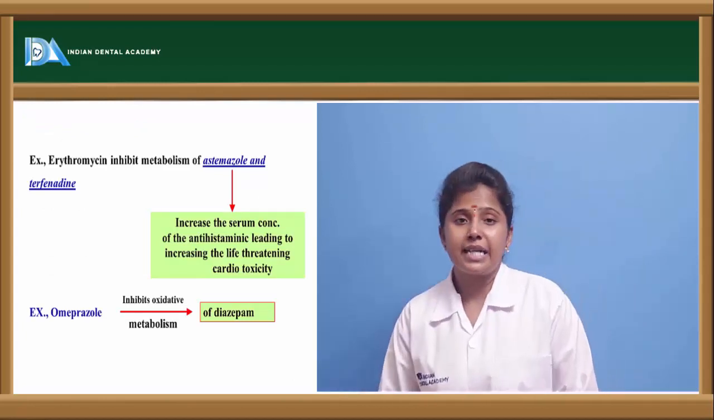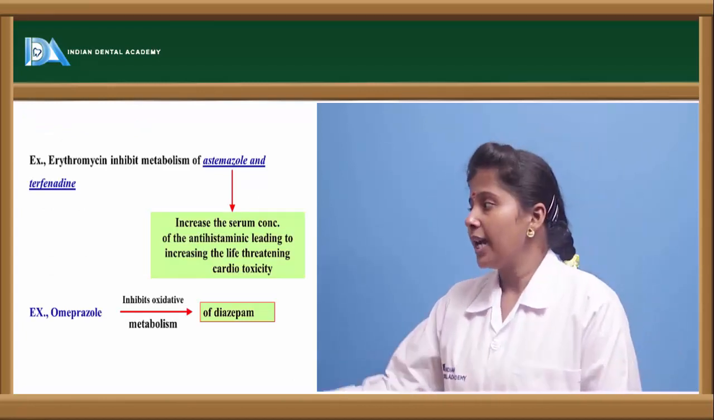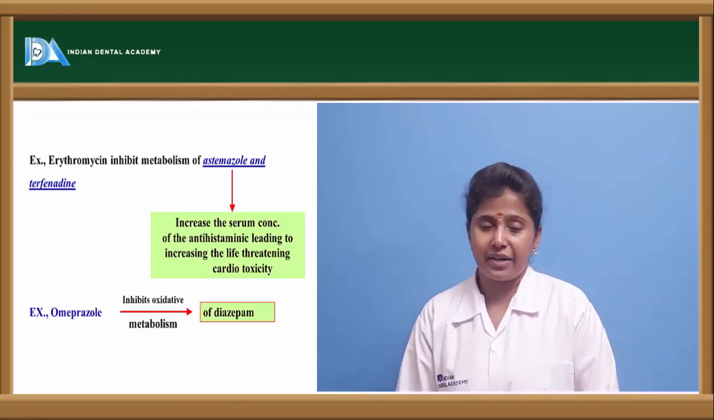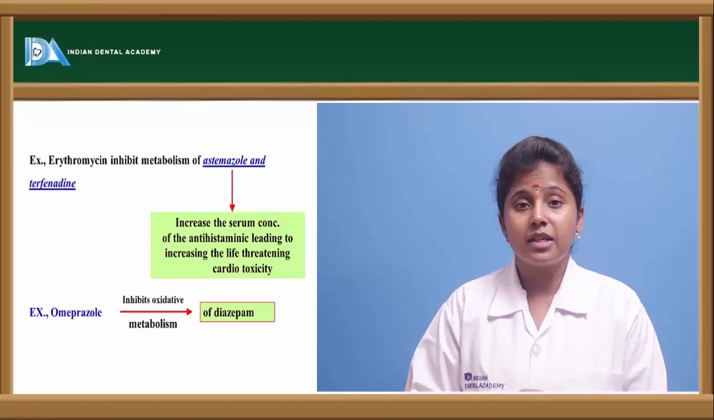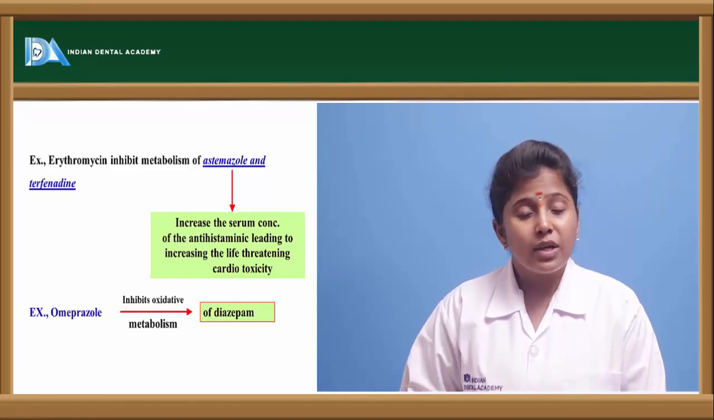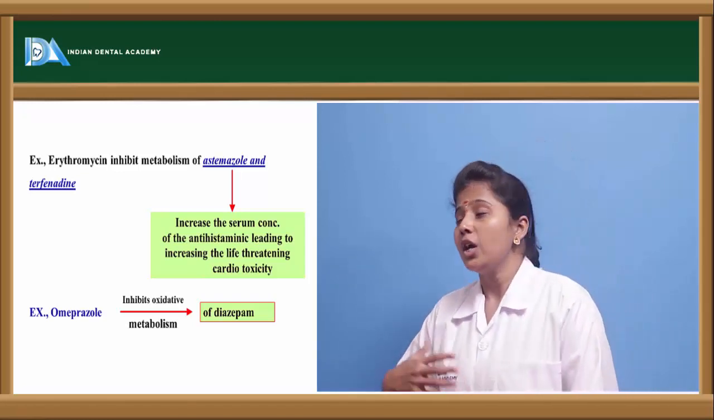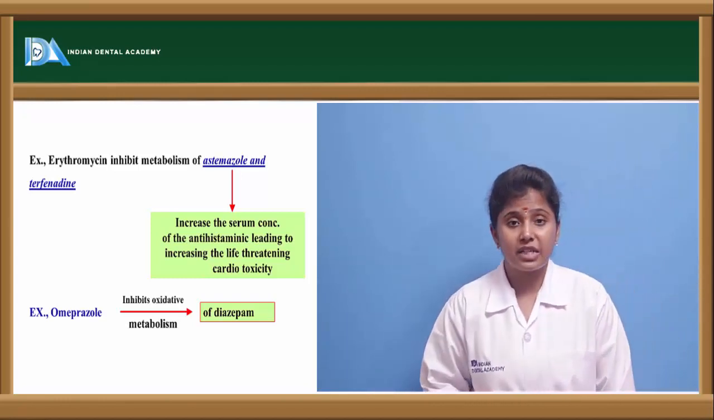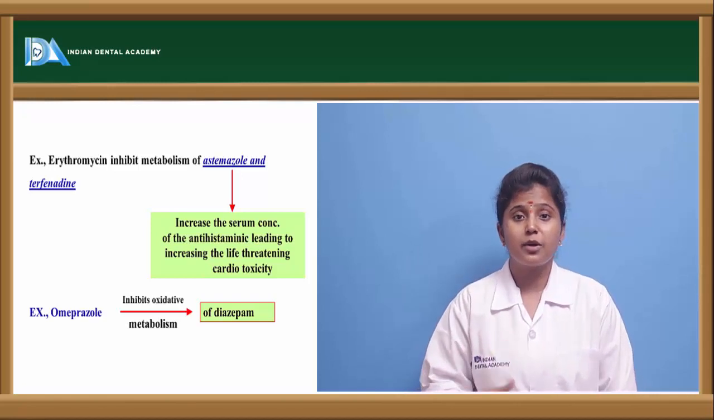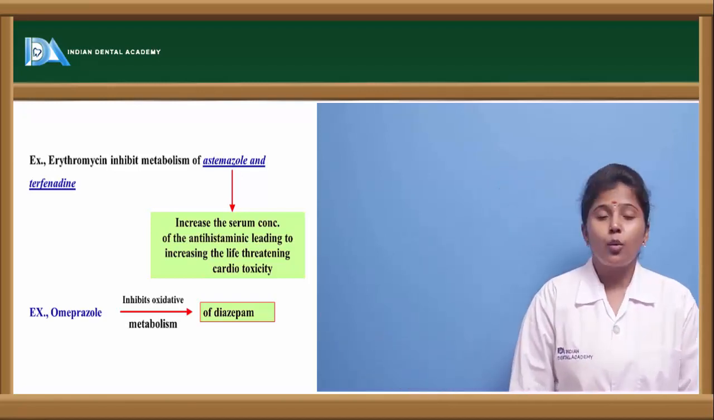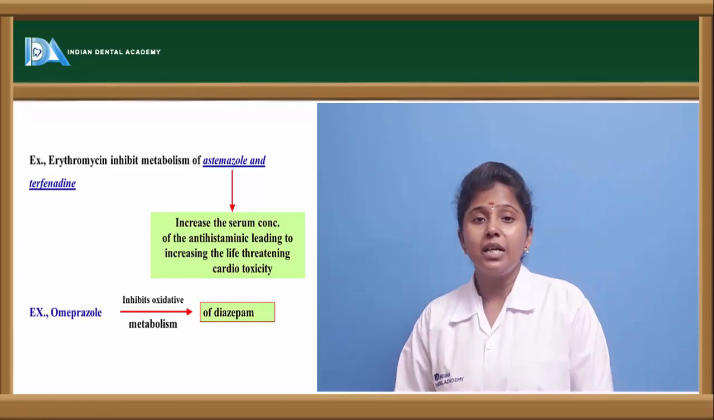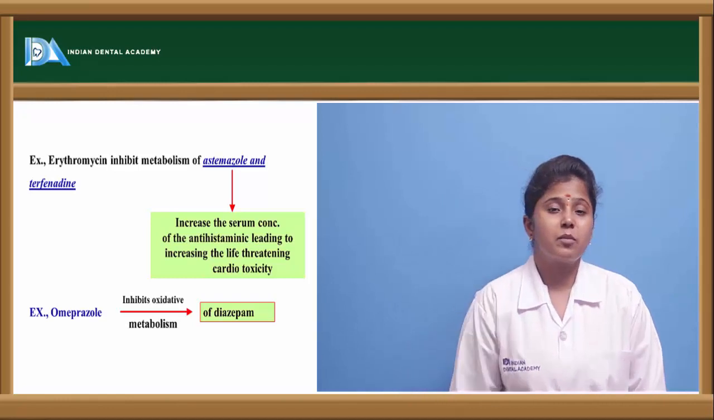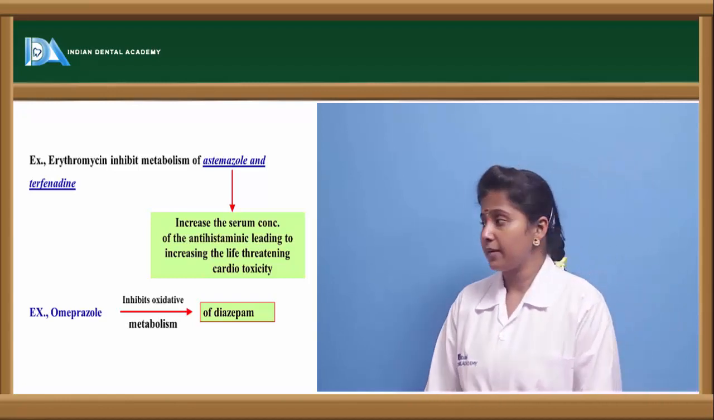If we take the example of another drug like erythromycin, it will inhibit the metabolism of drugs like astemizole and terfenadine. If the metabolism of these drugs is reduced, they are available in the body more, and that leads to toxic effects. These two drugs are very life threatening, and may lead to cardiotoxicity because of overdose. The other one is omeprazole. Omeprazole inhibits the oxidative metabolism of diazepam. If it is not getting metabolized, that leads to diazepam poisoning.